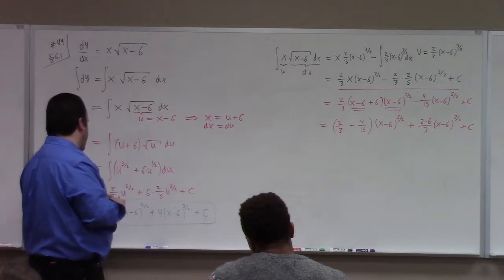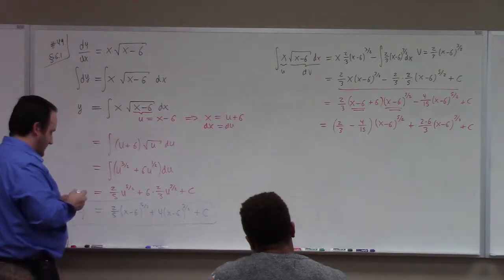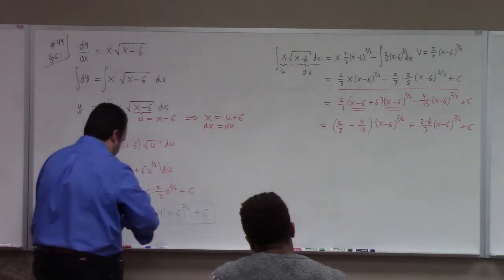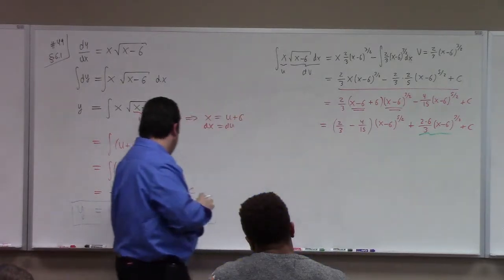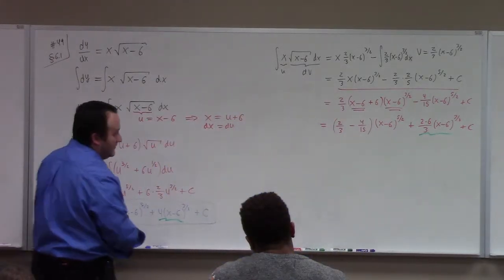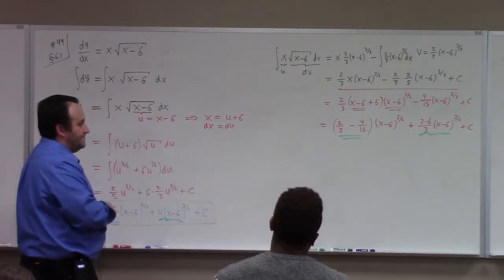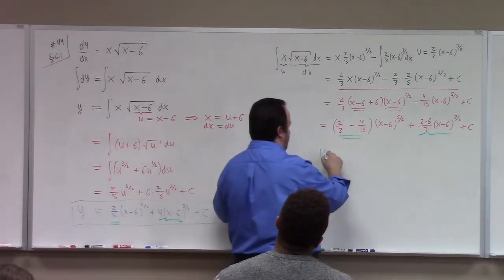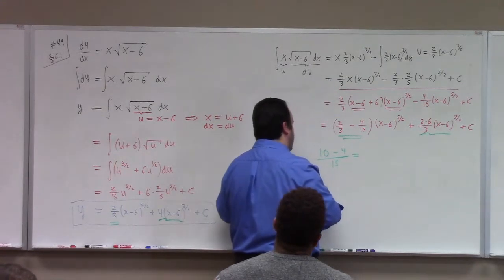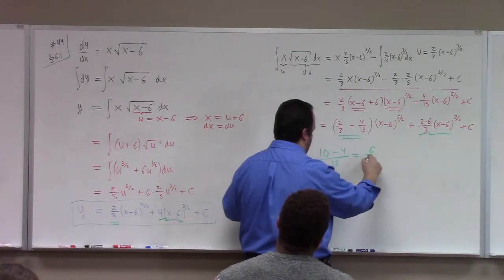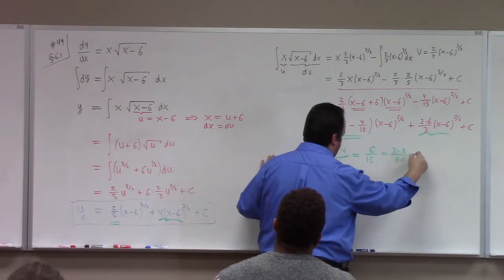Now, check it out. I've got my 4. And if 2/5 is equal to 2/3 minus 4/15, we're in business. This is 10 minus 4 over 15, which is what? 6 over 15, which is 3 times 2 over 3 times 5, which is 2/5.